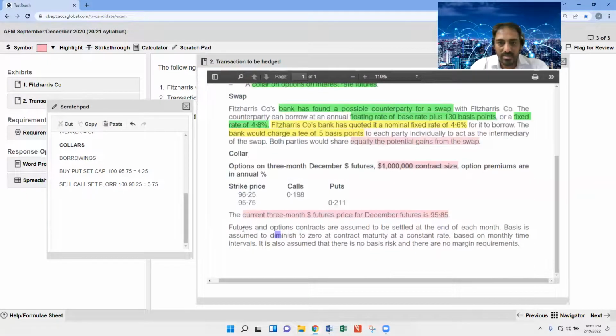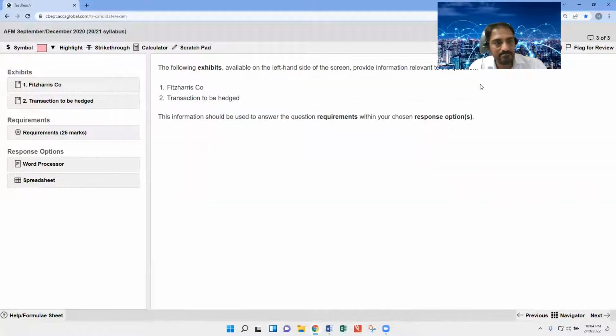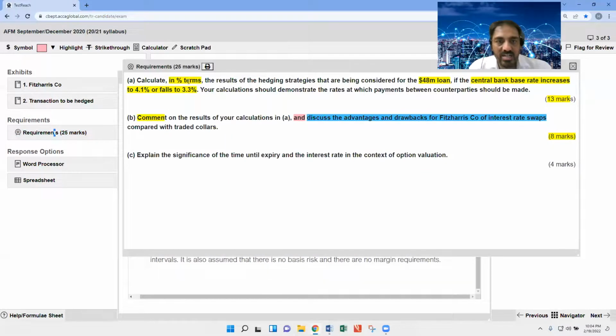Okay. Futures and options contracts are assumed to be settled at the end of the month. Basis is assumed to diminish to zero at contract maturity at a constant rate based on monthly time intervals. Also assume no basis risk and no margin requirements. Okay, that is the point. Requirement: calculate in terms of percentage the result of the hedging strategy being considered on $48 million if the central bank base rate increases to 4.1% and falls to 3.3%. What is 4.1 or 3.3?